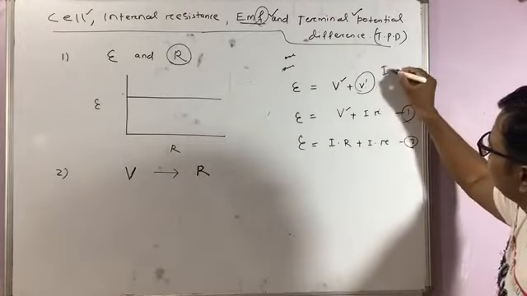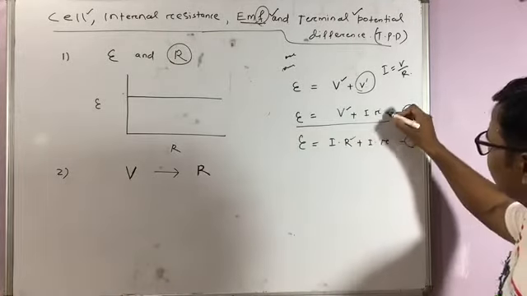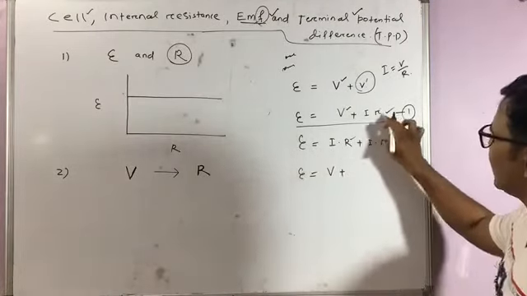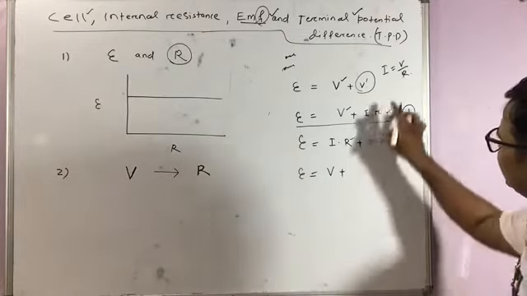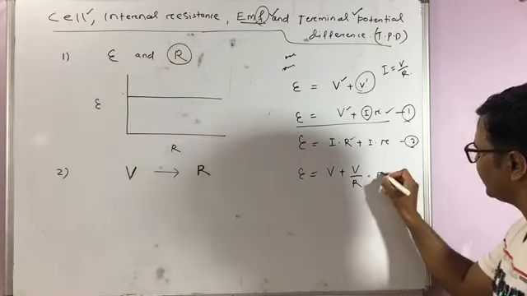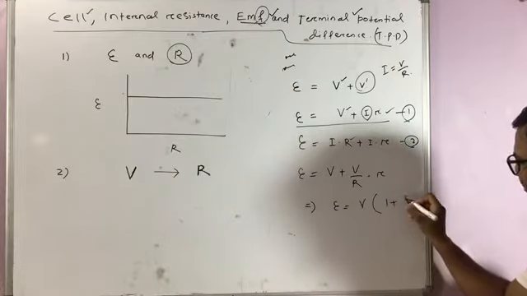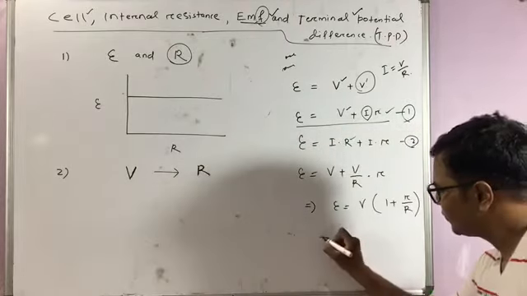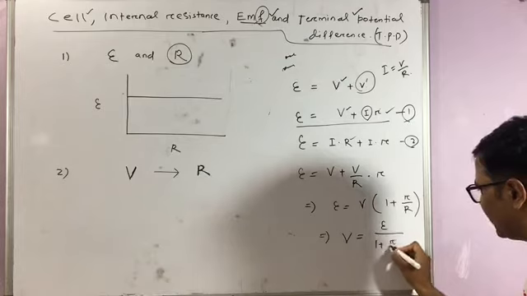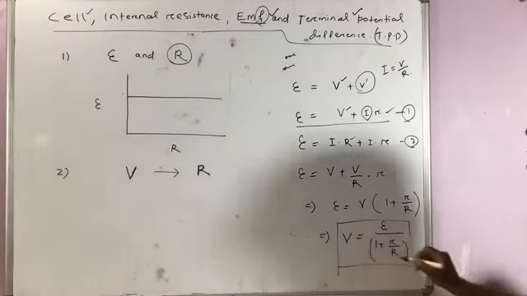We know I is equal to V by R. Let us consider this equation 1: E is equal to V plus I R. I is equal to V by R, so instead of I, let us put V by capital R into small r, which implies E is equal to V common out of it, 1 plus small r by capital R. This implies V is equal to E divided by 1 plus small r by capital R. So this is the relation between V and R.